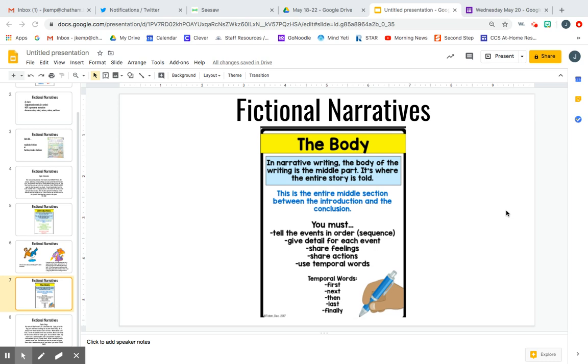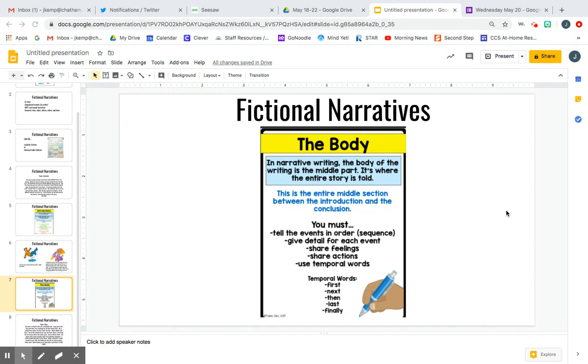We are going to continue talking about fictional narratives in writing today. Yesterday, we talked about how we want to start our fictional narratives with a nice introduction. An introduction is something that gets your story started and makes the reader want to read more. It grabs their attention and makes them want to finish reading your story.